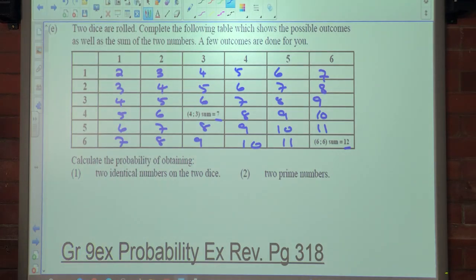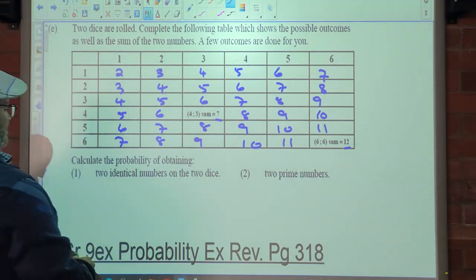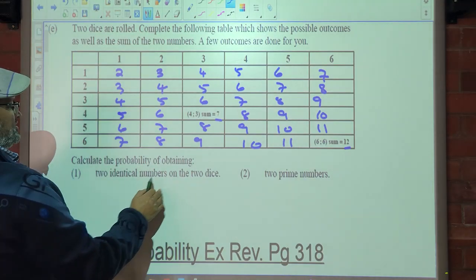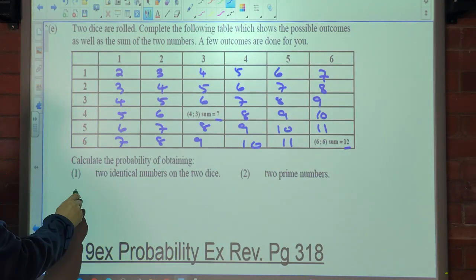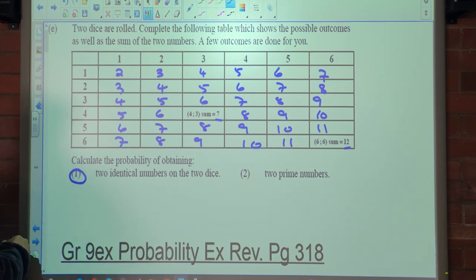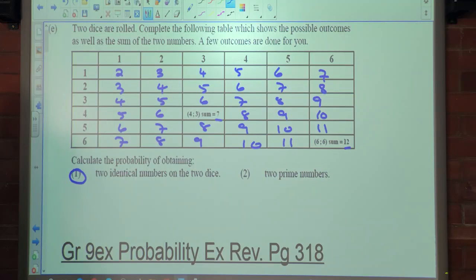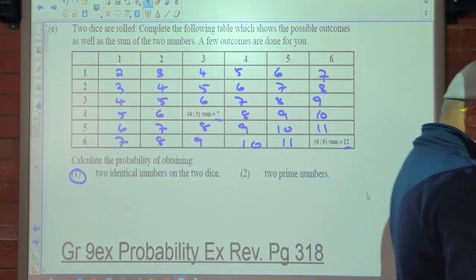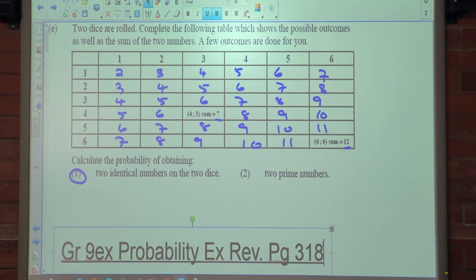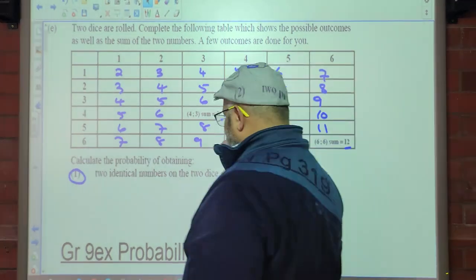Calculate the probability of obtaining two identical numbers on 2 dice. So how many outcomes are there? Page 19. So how many outcomes are there? 36 outcomes, not so.